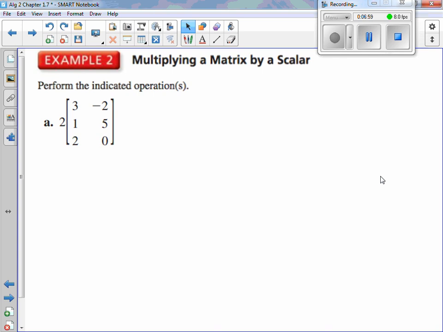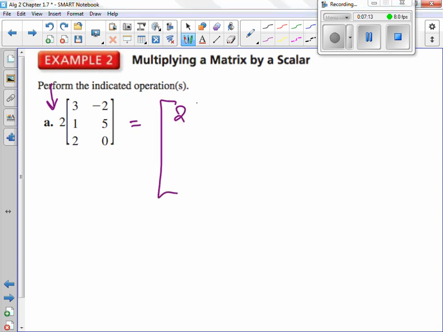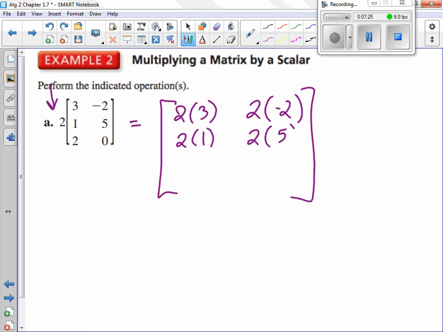So our first example is this one here. So what's our scalar? Our scalar here is 2. So we're going to multiply everything inside the matrices by 2. So what that means for us is that we'll have 2 times 3 and 2 times -2. We'll also have 2 times 1 and 2 times 5. Then we'll have 2 times 2 and then 2 times 0. Because we're multiplying each of those numbers by 2.